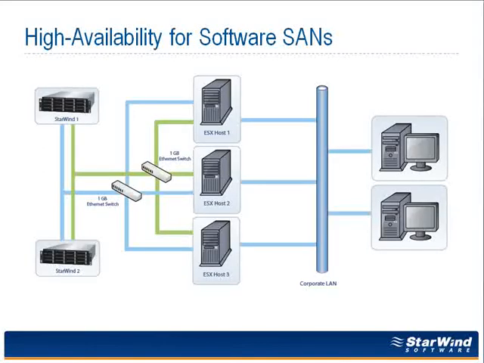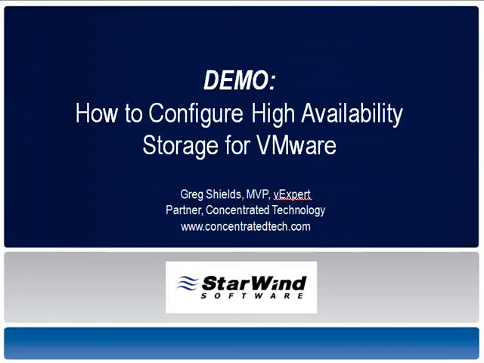Here's another look at that software SAN and how it might look. Here in the middle we have a couple of different ESX hosts that are using a couple of Ethernet switches to connect to a couple of StarWind servers back in the back end. And those StarWind servers host the storage for that ESX environment and its virtual machines. Now you're here today to really take a look at some of those high availability storage capabilities. And really, how do you go about configuring high availability storage for VMware?